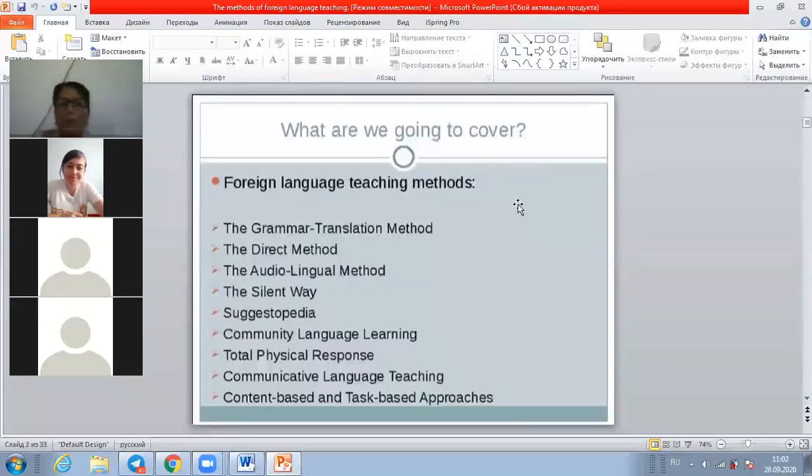What are we going to cover? Foreign language teaching methods. The first are the traditional methods. As you know, they are the grammar translation, direct, audiolingual, the silent way, suggestopedia, community language learning, and total physical response. Next, communicative language teaching and the content-based and task-based approaches.